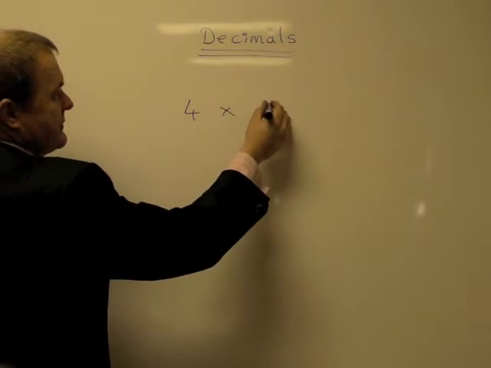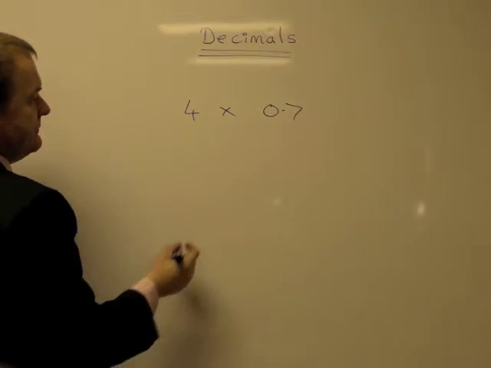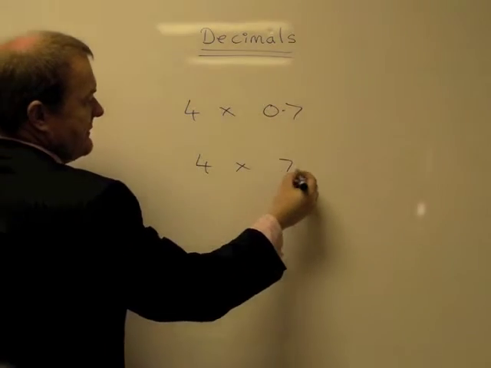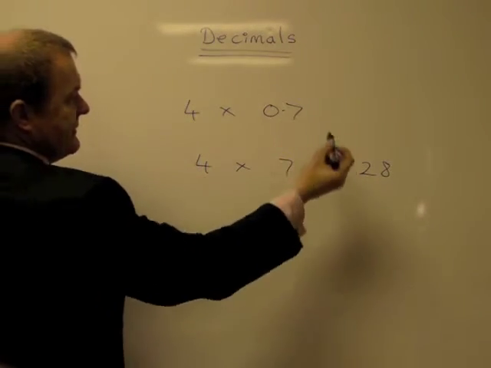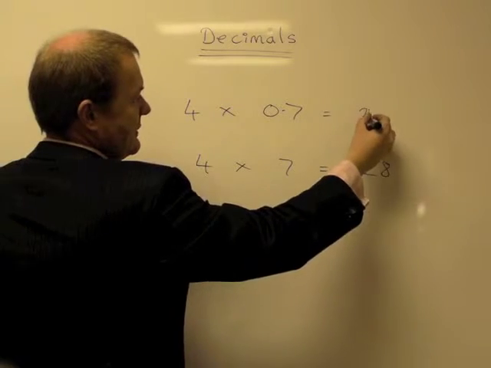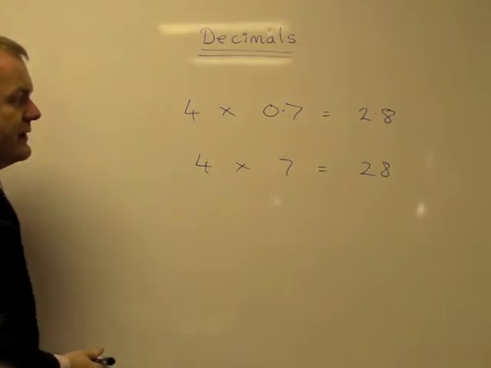1.8. 4 times 0.7. So we know that 4 times 7 equals 28. So 4 times 0.7 must be 10 times smaller. Move the decimal point back, 2.8.